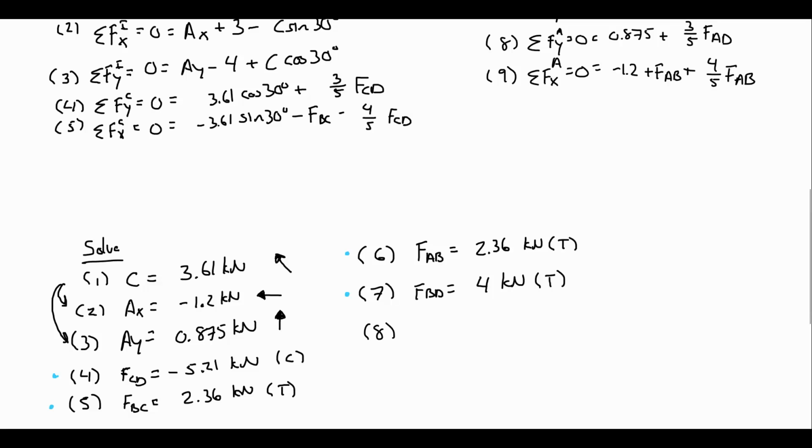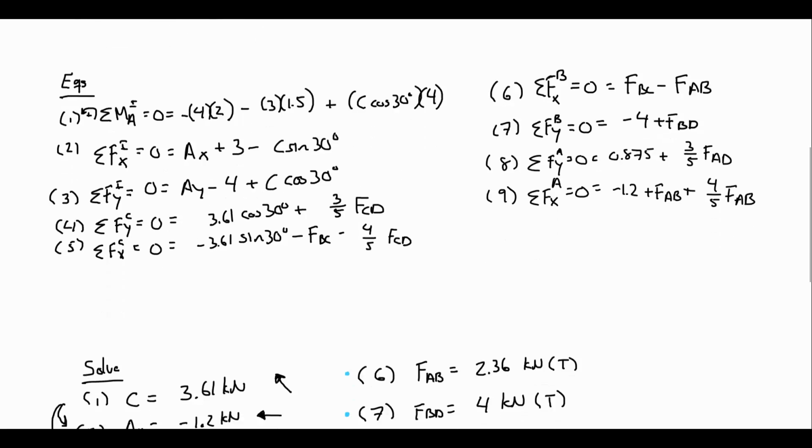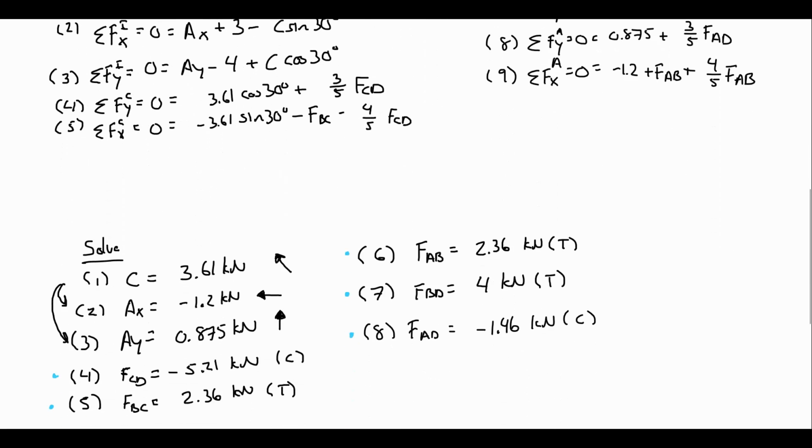In equation 8, the only unknown is FAD in this equation, so I can solve for it. FAD will come out to a negative 1.46 kilonewtons, so it will be in compression. Marking this, so FAD, that was the last thing we were asked to find. We now know it. But notice there's still equation 9. We didn't use it yet. We didn't technically need to, but let's see just what happens.